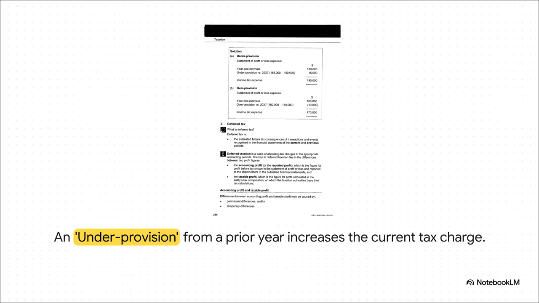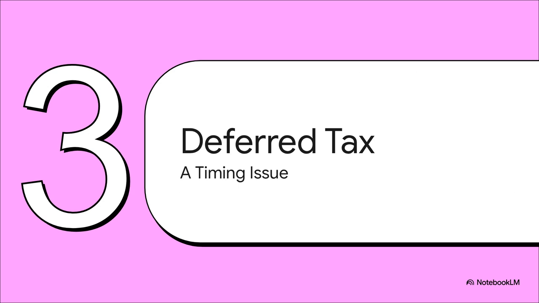Take a look here. The company's estimate for this year is $180,000, but notice that line right above it, under provision? That's $15,000 they came up short from the previous year's estimate, so they have to add that shortfall to this year's bill. The total tax expense isn't just the new estimate, it's the $180,000 plus that $15,000 correction from last year. Total hit, $195,000.